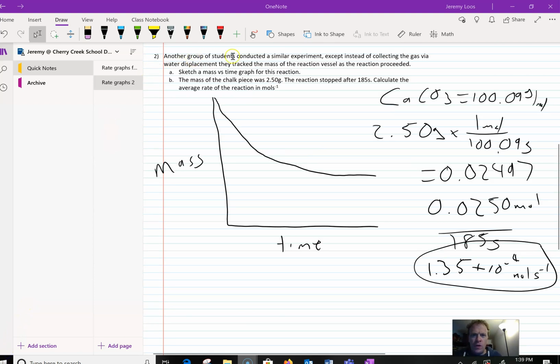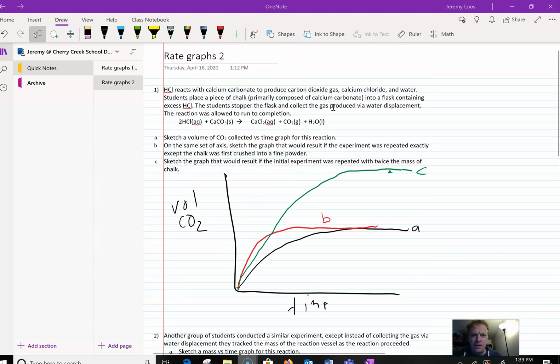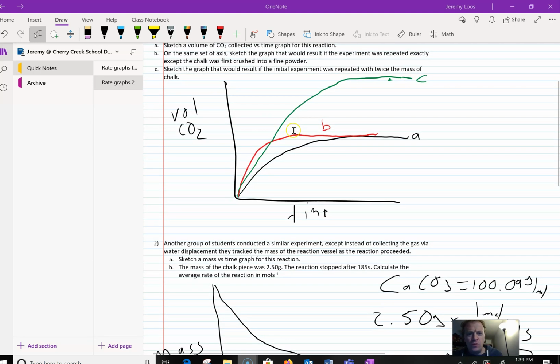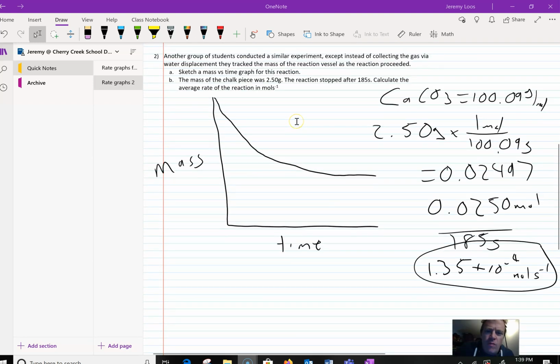Okay, so this time it's mass of the container versus time. Now if you think about it, the CO2 is going to leave the flask, so the mass is going to go down over time. But still, not in a linear fashion. Basically the mass loss here is the rate. And so you should have something that maybe looks a little bit like this.